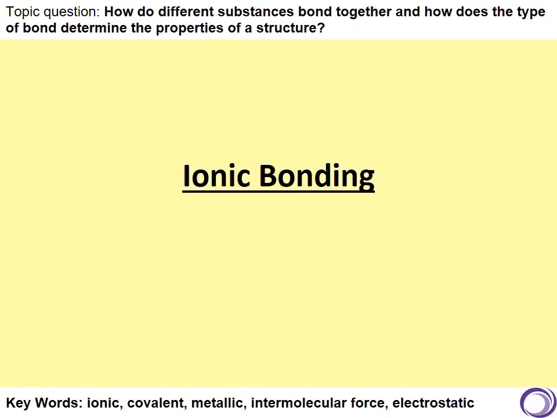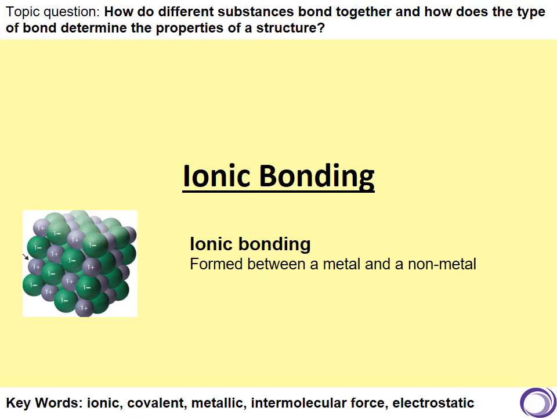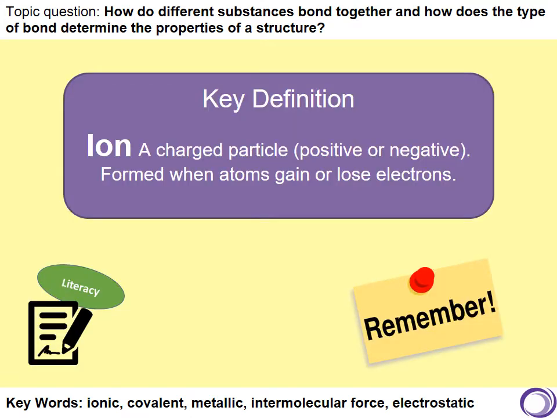Let's start then by taking a look at ionic bonding. A reminder, ionic bonding is the bond formed between a metal and a non-metal. An ion, key definition, is a charged particle, which can be positive or negative, and it is formed when atoms gain or lose electrons. Something we need to remember.